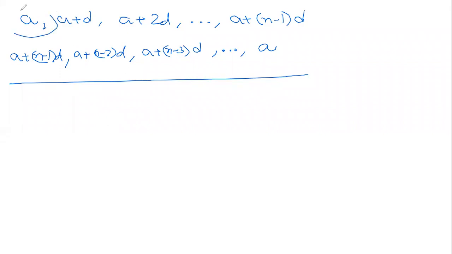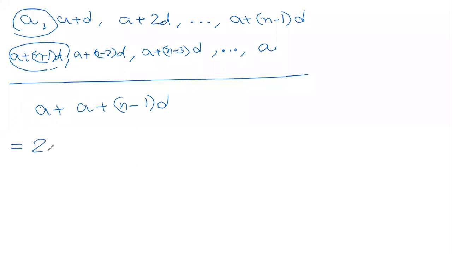So let us take A, and let us take A plus n minus 1 D. So A plus n minus 1 D. This is what we are adding. When we add this, if we know our algebra, one chocolate, another chocolate, two chocolates, n minus 1 D. This is the addition of one set of corresponding terms.